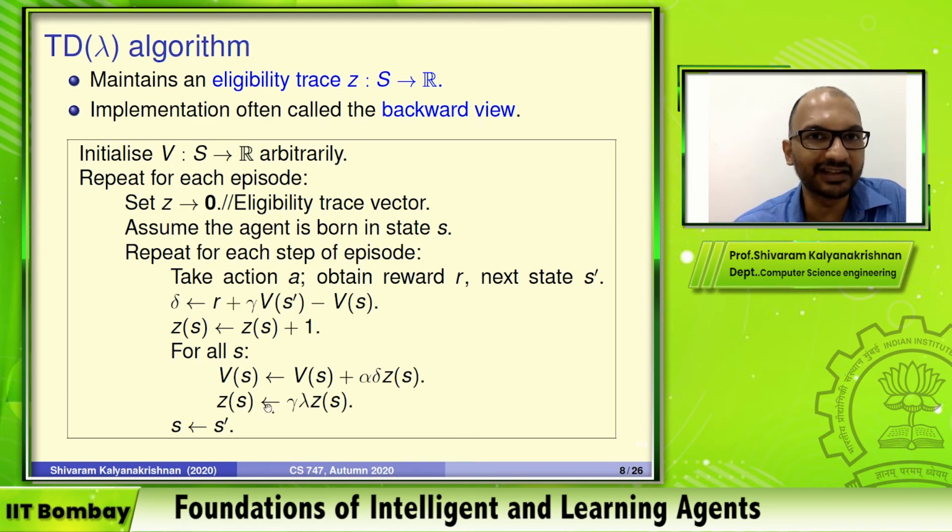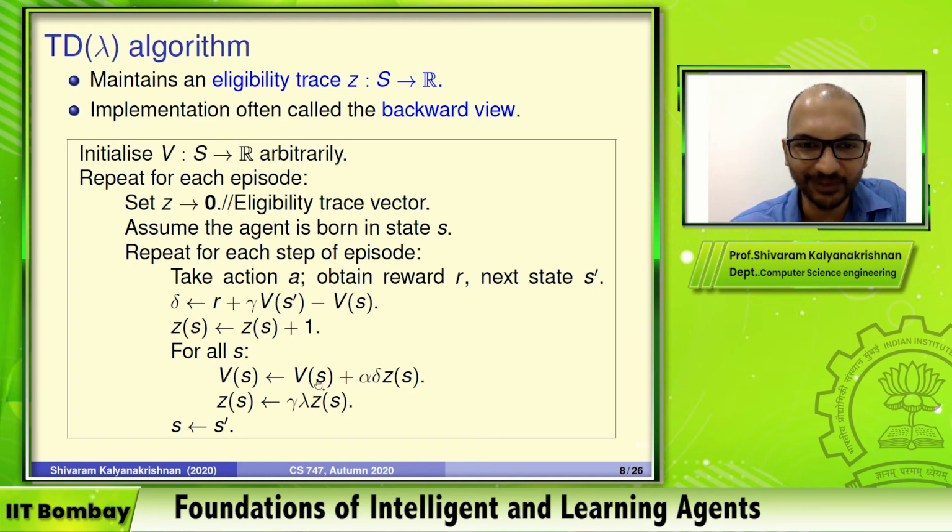The eligibility of every state also gets discounted by gamma times lambda. Okay, so this is the right way to do it. Of course, it's being discounted by lambda. This is something that we know, but gamma also needs to be there to maintain the semantics of expected long-term reward.